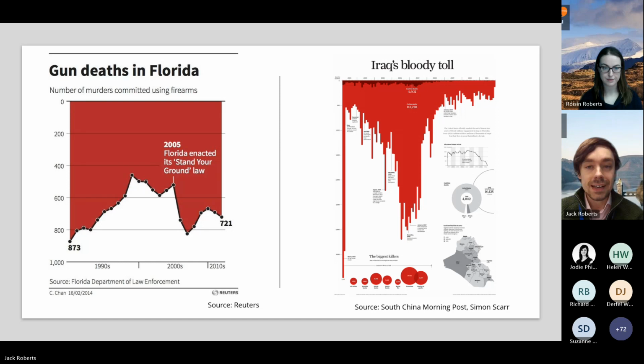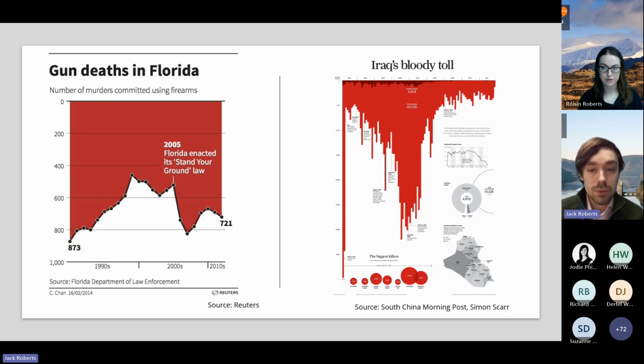So, an example visualization here. The visual you see on the screen is an interesting example. It shows the number of murders committed using firearms in Florida between the 1990s and the 2010s. And as you can see, a point on the chart has been labeled, showing that in 2005, Florida enacted the Stand Your Ground law, which permitted deadly force in self-defense. This is an effective use of labeling in order to show at a certain point on the chart how an event may have had an impact on what was being measured.